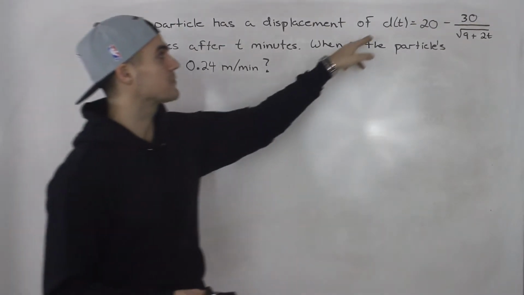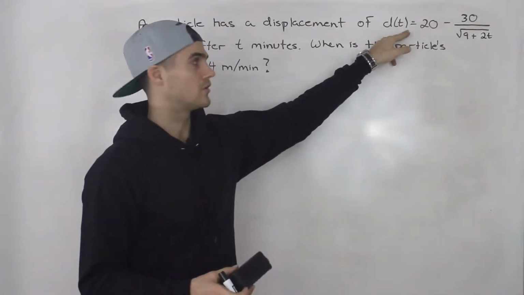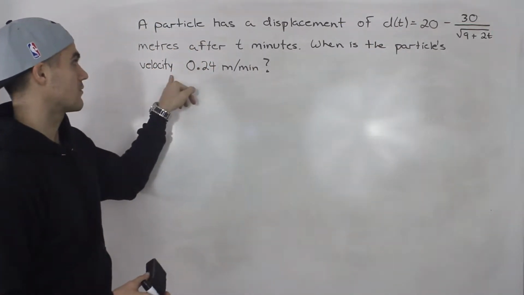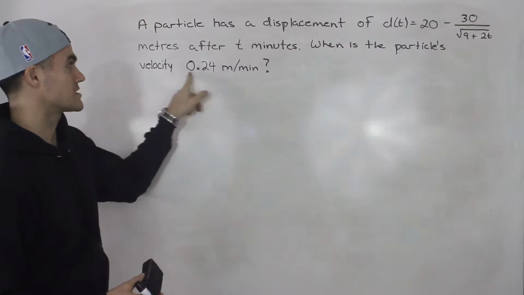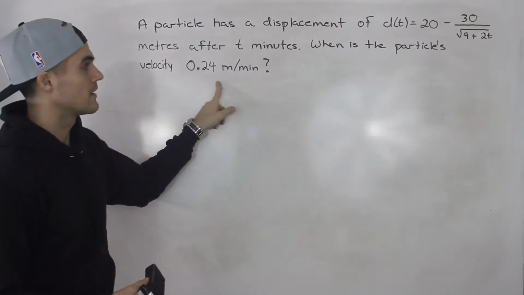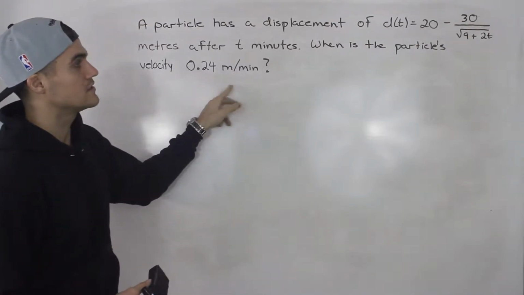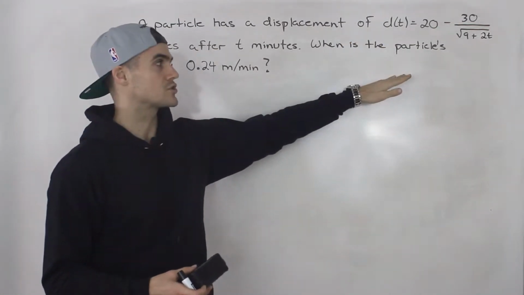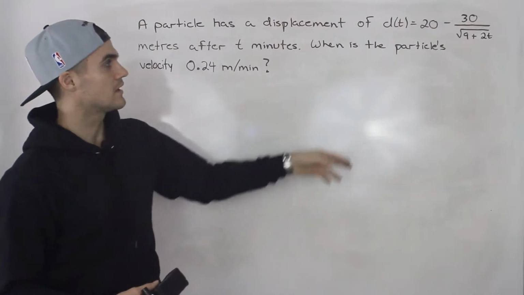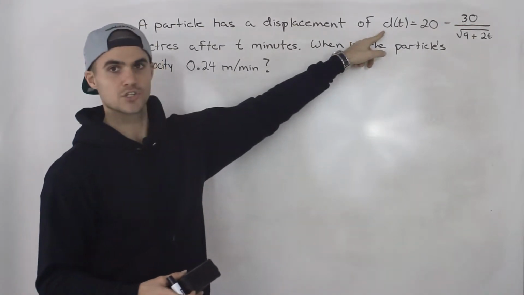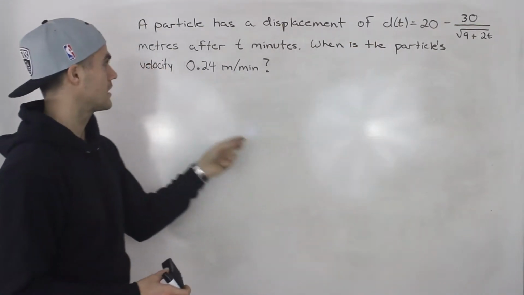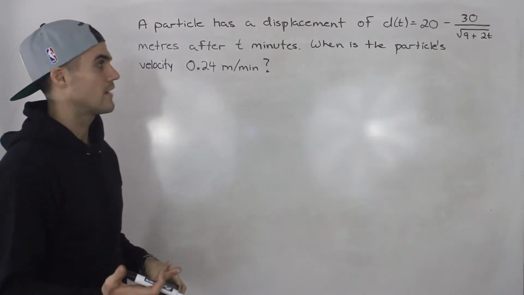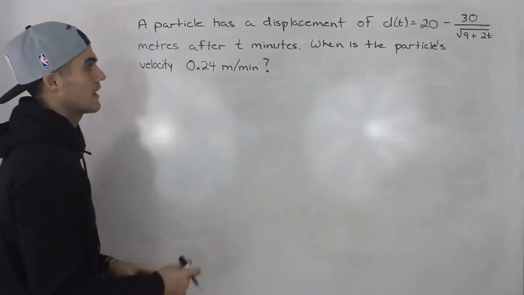Well, we have the displacement function of this particle, but they're asking us for the velocity, or to find a time when a specific velocity happens. And we know that the derivative of a displacement function is the velocity function. So we have to find the derivative of this function, get the velocity function, and then make that derivative equal to 0.24 and see at what time that happens.